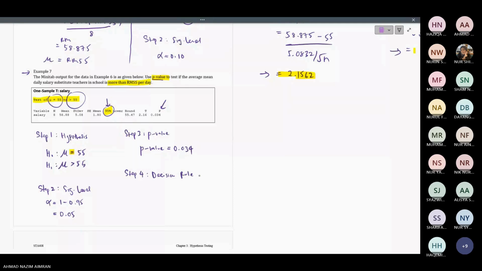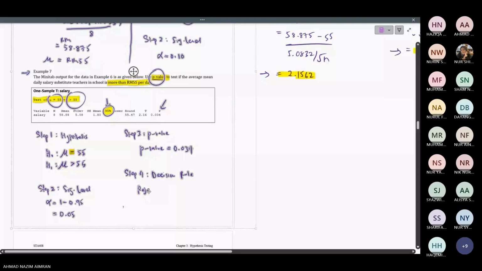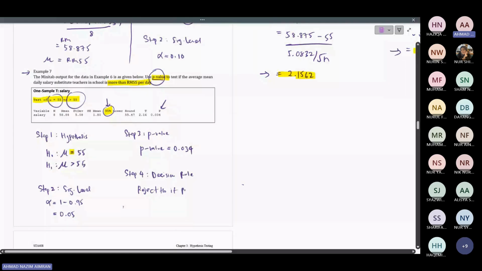If using the p-value, we only have one decision rule for all of the cases. Reject H null if p-value is less than alpha. Always use p-value less than alpha.